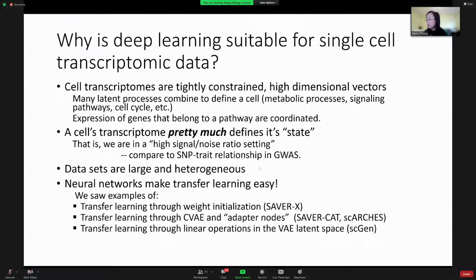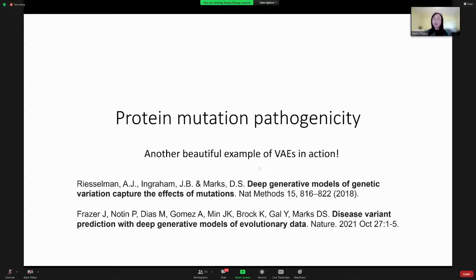Okay, so why don't we stop here? Maybe I would just take the next 15 minutes in the next lecture to go through this example. This is I think a beautiful application of variational autoencoders to looking at protein sequences. And we can save that for next time.